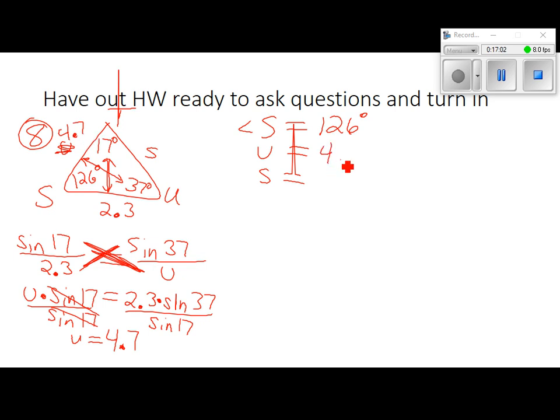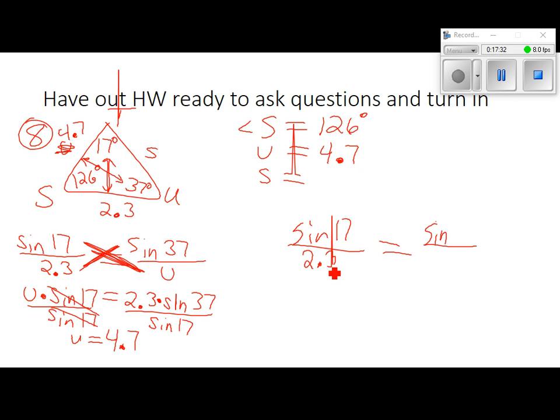Again, I said this last time, can we just use Pythagorean's theorem to find the other side? No. Because it's not what kind of triangle? A right triangle. It's not a right triangle, so the Pythagorean theorem doesn't work anymore. So to find the other side, we have to do law of sines again. I'd probably stick with the first one here, sine of 17 over 2.3. That seemed to work out well last time.